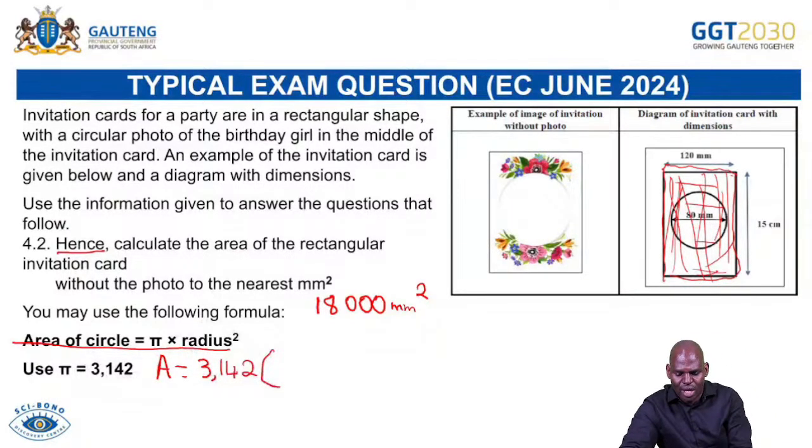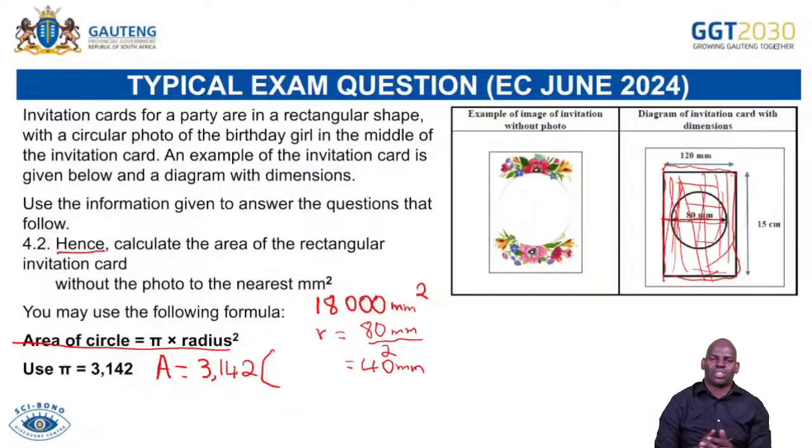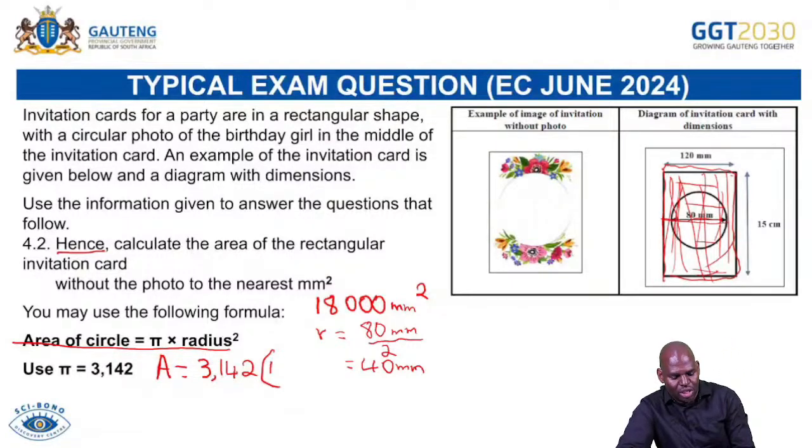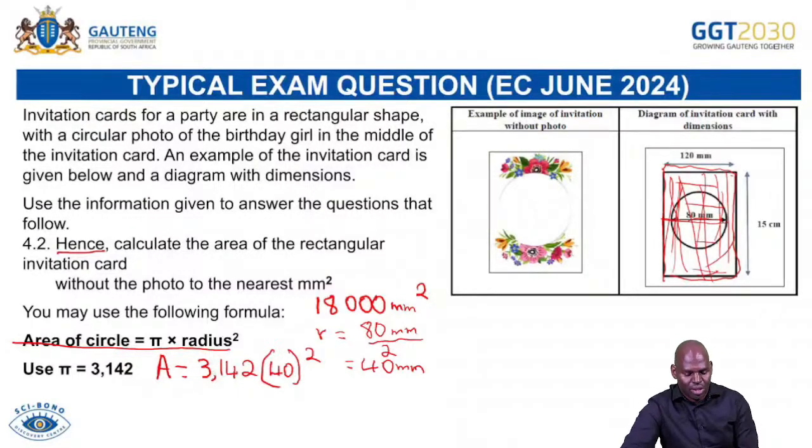And then I open the bracket. I now need to substitute the radius according to this formula. But wait a minute, look at what is indicated there. What you see there is not a radius, it's a diameter. So we need to work out the radius. The diameter is 80 millimeters, then we divide it by 2, so the radius is 40 millimeters. Then now I can do the substitution: 3.142, then open bracket 40 to the power of 2.